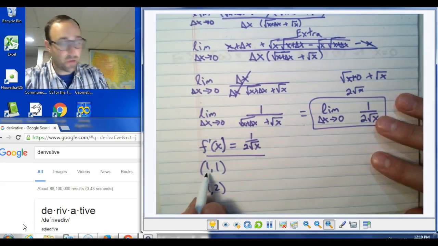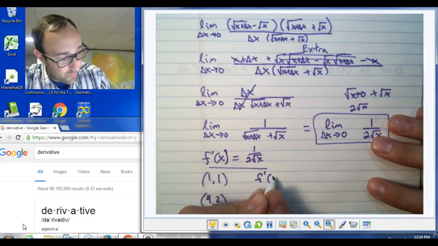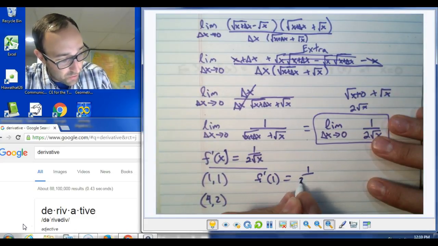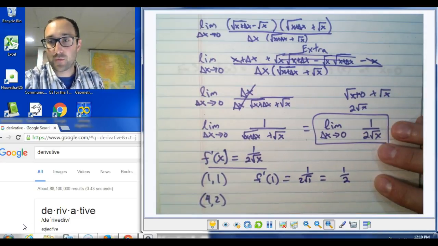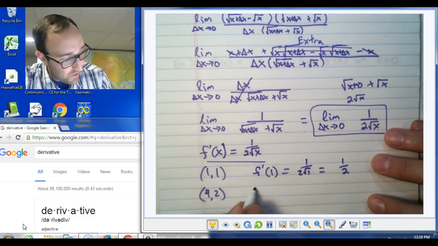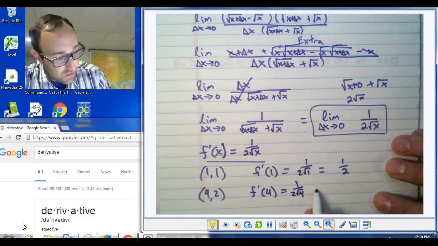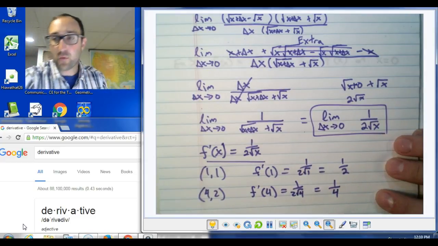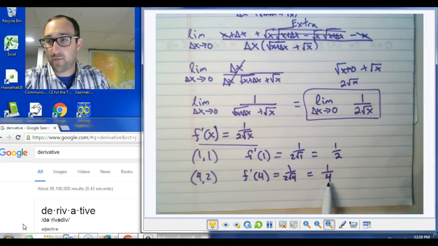So all we have to do is plug in 1 for x and see what happens. f prime of 1 is going to equal 1 over 2 times the square root of 1, which is just 1 over 2. So the slope should be 1/2. Then f prime of 4 is going to equal 1 over 2 square root of 4. Square root of 4 is 2, times 2 should equal 1 over 4. So there's my slope at (1, 1), and there's my slope at (4, 2).